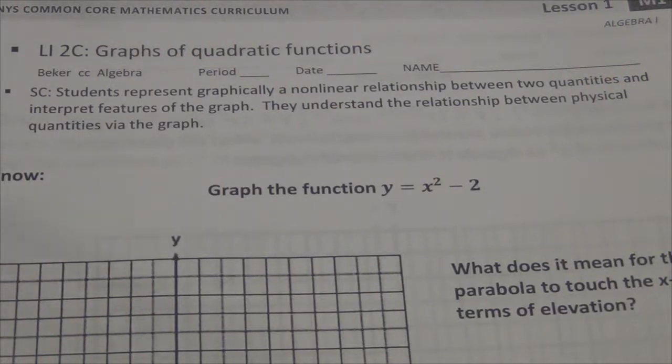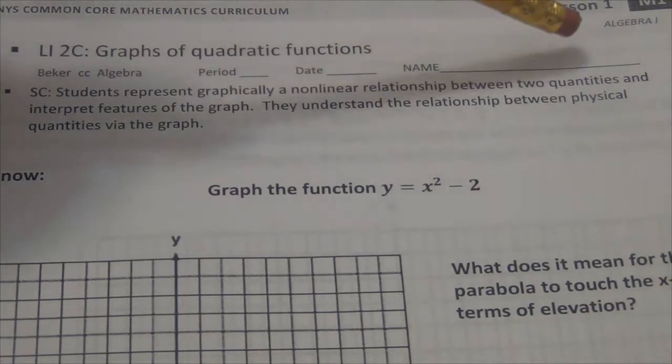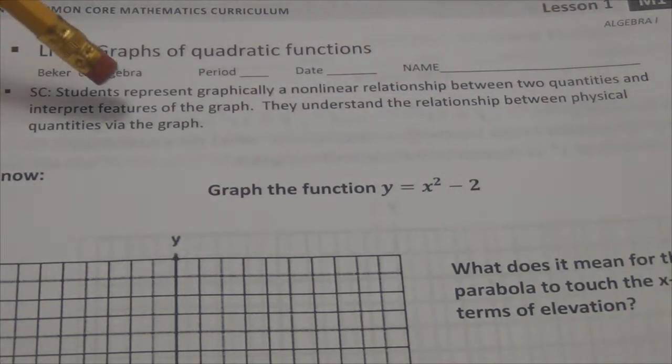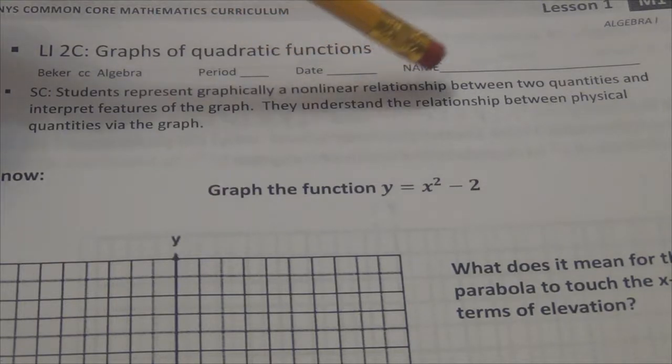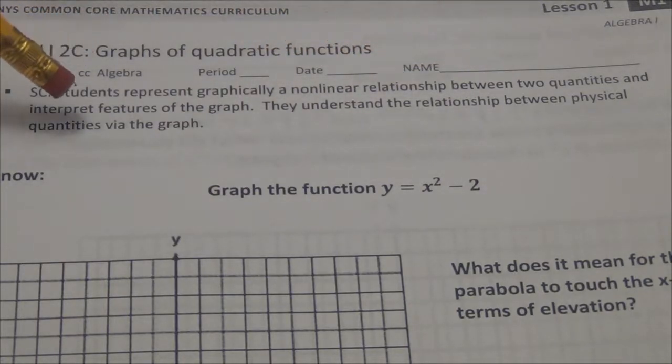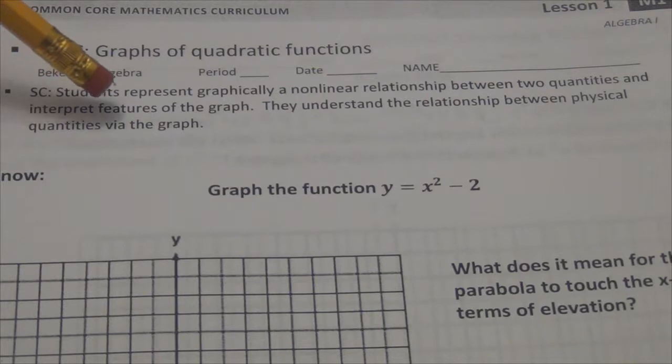All right, in this lesson, we are going to graph quadratic functions, basically. Now, our success criteria, the objective is that students will represent graphically nonlinear relationships between two quantities and interpret features of the graph. They will understand the relationship between physical quantities via the graph. All right, so let's get to work on this.